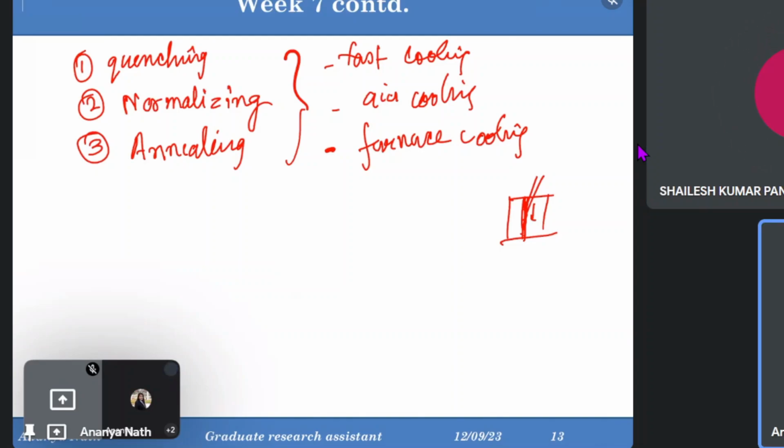So, one thing. Quenching is fast cooling, normalizing is air cooling, slower cooling, and annealing is furnace cooling, so the slowest cooling. Apart from cooling, these are done after heat treatment. In heat treatment, we do not melt the material. We just keep the material for some time beyond the recrystallization temperature.